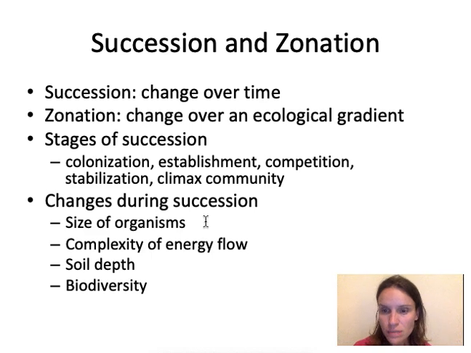The size of the organisms gets bigger and bigger and bigger, and then eventually levels off. The complexity of energy flow gets bigger and bigger and bigger, and eventually levels off. Soil depth gets bigger and bigger and bigger and eventually levels off. And both biodiversity and productivity go up to a point and then dip down a little bit before they level off.